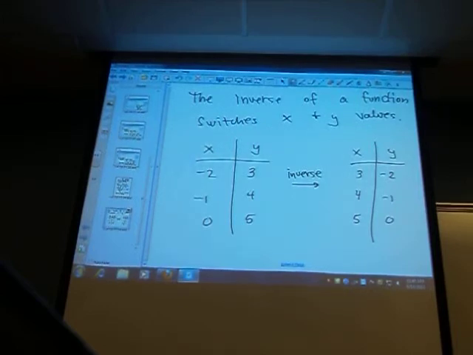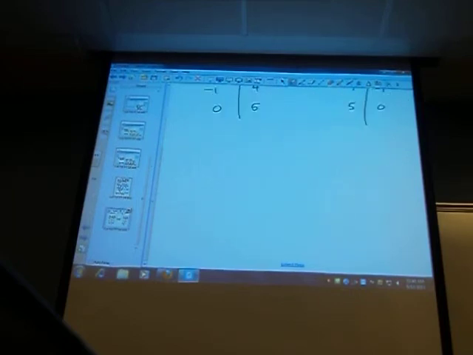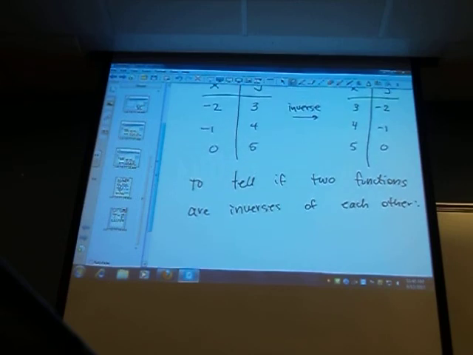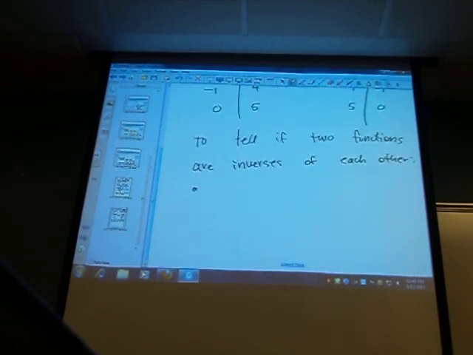Alright, so how do we tell if two functions are inverses of each other, short of looking at them and saying, well, those are just backwards, so that would work? Okay, well, if they give you something like a table, you can just tell that the x and y values are switched.